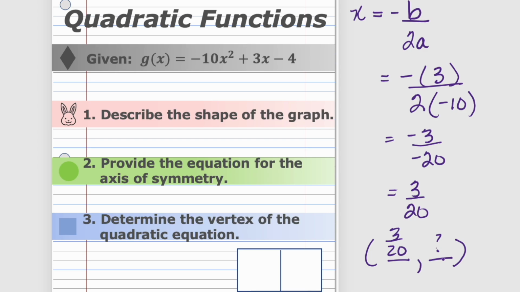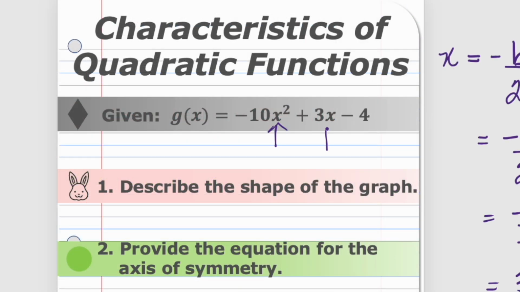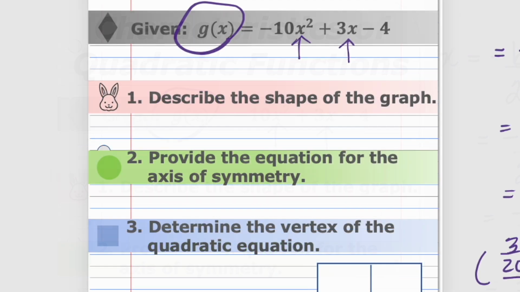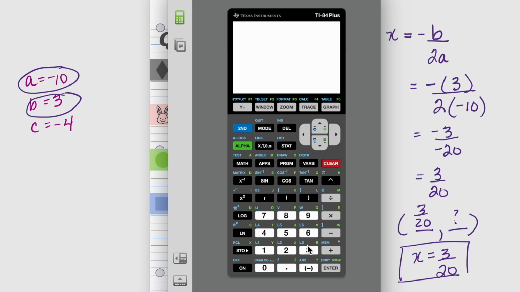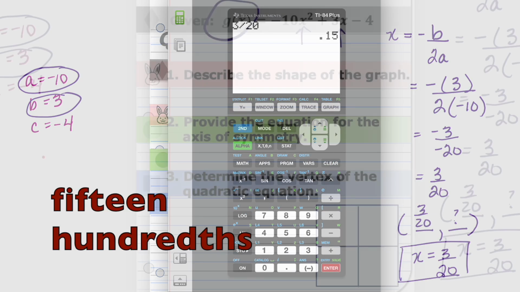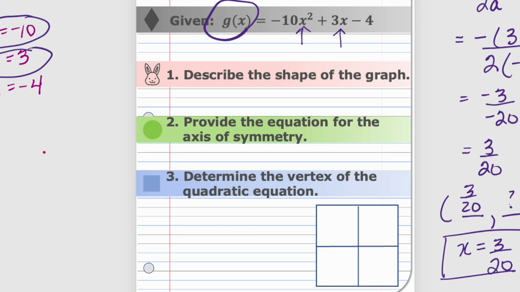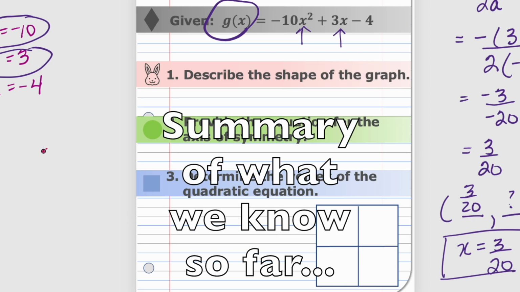We don't know the y value, but of course we could get the y value by using the x value in the equation and finding the output. Number 2 is only asking us for the equation of the axis of symmetry. That means we can use the x value and create an equation. There it is. 3 divided by 20, 0.15. We know that the quadratic is going to be quite narrow.